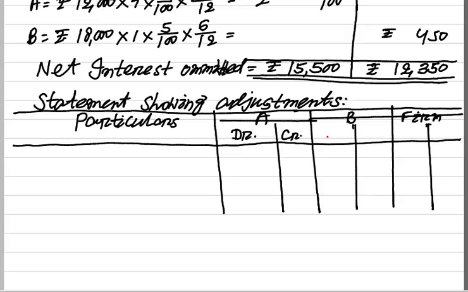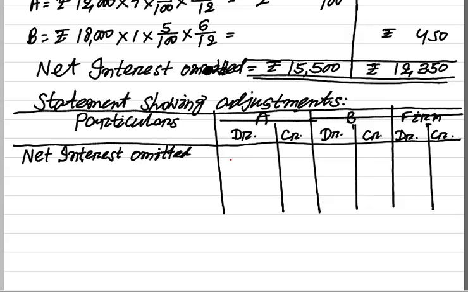This is debit, credit, debit, credit. Here interest on capital was omitted, and interest on drawings also omitted. So we will treat it with net interest omitted. Net interest omitted.